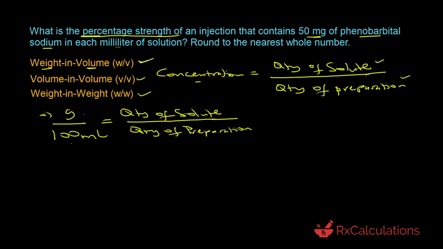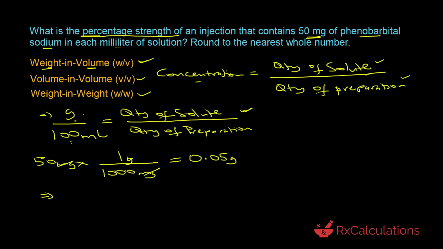Now, to make things easier when you want to use this relationship or equation, we want to convert the milligrams to grams because the definition for percentage strength, weight in volume, once again, is some quantity in grams out of 100 milliliters. So let's do that. We have 50 milligrams. We can convert this to grams using the conversion factor that 1,000 milligrams is 1 gram. So the milligrams cancels out and you end up having 0.05 grams. So we can still maintain that equation that some quantity in grams divided by 100 milliliters is going to be equal to the quantity of solute over the quantity of preparation.